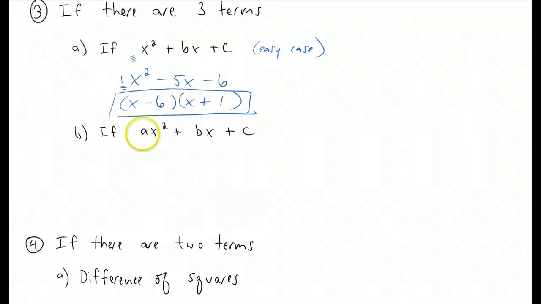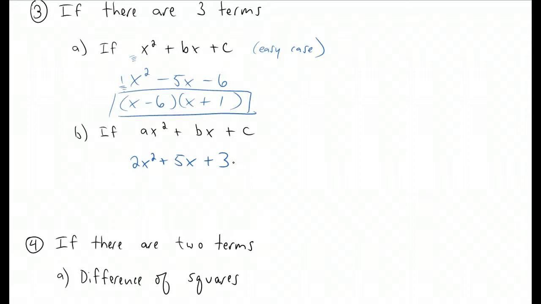Well, if you're factoring and you get down to a case where you have 3 terms again, but this time you don't have a 1 in front of your x squared. You actually have a number in front of your x squared that's not 1. It's slightly more complicated. Let's do an example where you have 2x squared plus 5x plus 3.